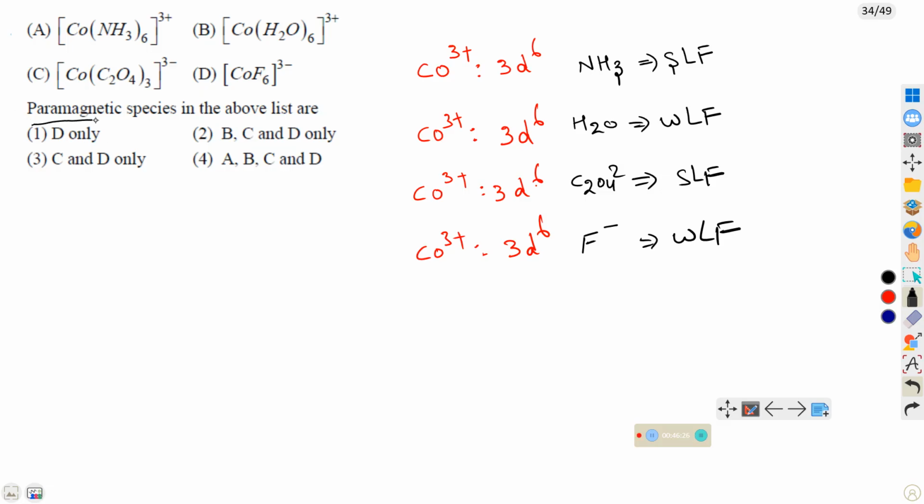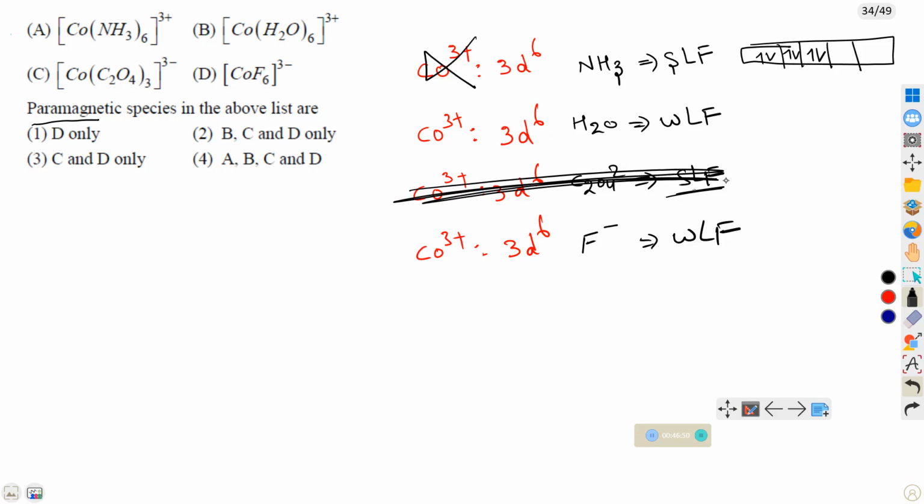Paramagnetic species in the above. First of all, Co exhibits in all cases +3 oxidation state. NH3 is a strong ligand field, so it does not follow Hund's rule. Unpaired electrons are absent, so it is diamagnetic. Even here also strong ligand field, unpaired electrons are absent, diamagnetic. H2O and fluoride are weak ligand fields, so unpaired electrons are present. Unpaired electrons are present, so it is paramagnetic. So B is paramagnetic. D is also paramagnetic. BD.